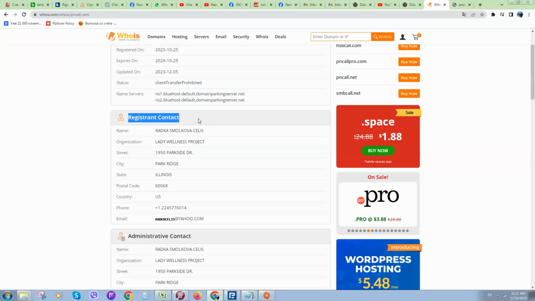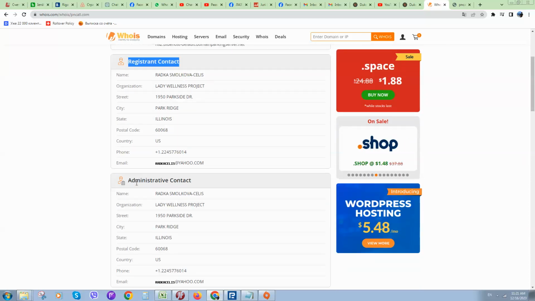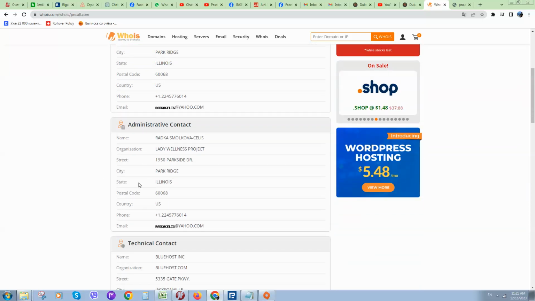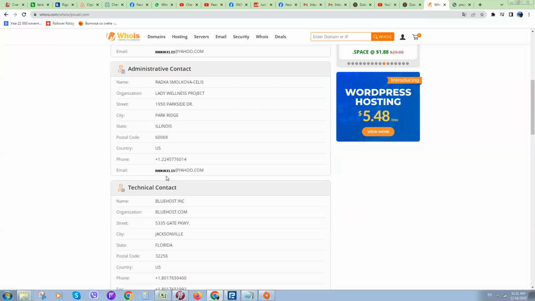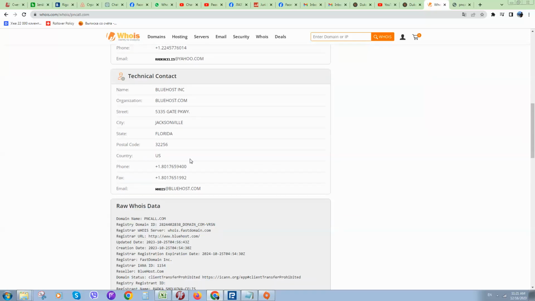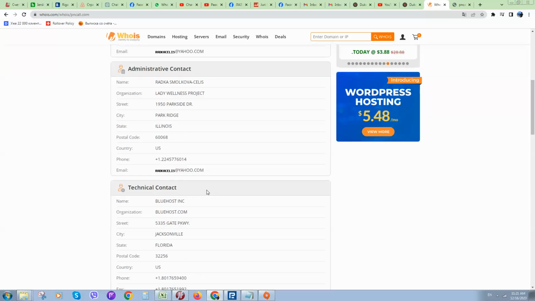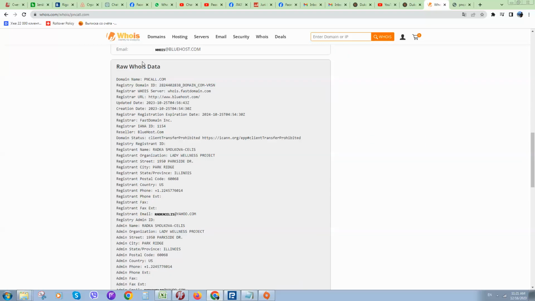So registrant contact, so contact details of the person who registered the domain, administrative contact, details of the person who manages this domain. Usually all these are, sometimes they are the same. Technical, and this technical contact information may also be the same when the website is run by an individual. Usually the same contact details are used. Some other information.